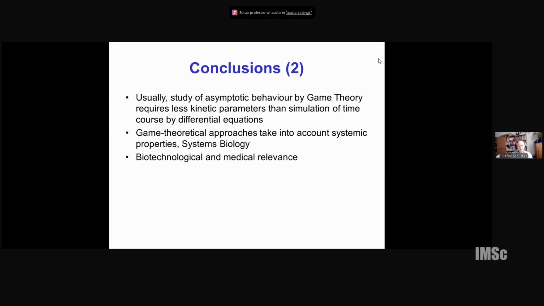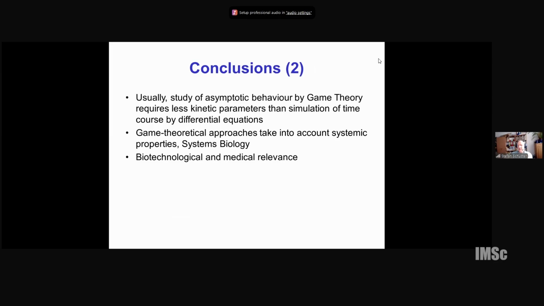Then I think an important point: why don't we just describe it by differential equations? Sometimes it is done, for example, there are the so-called replicator equations, which are used in game theory. But here I just showed the payoff matrix and Nash equilibrium, which is, so to speak, the asymptotic behavior. We look at what the final result is, and this requires fewer kinetic parameters than a simulation by differential equations.